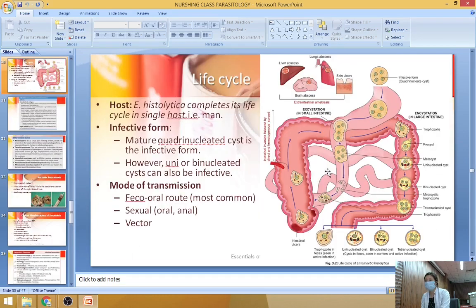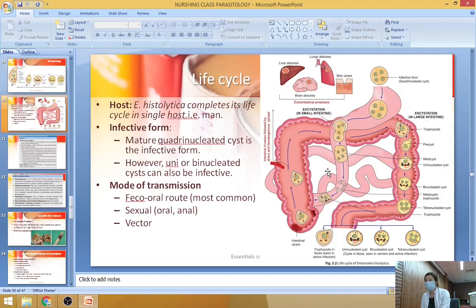We have to know about the life cycle, no? See, the mode of transmission. This is the life cycle of Entamoeba histolytica. See, this is the liver abscess, this is the lung abscess, this is the skin ulcer, this is the brain abscess. This is the extraintestinal amoebiasis. Amoebiasis can be extraintestinal or intraintestinal. Extraintestinal means it takes place outside the intestine, and intraintestinal means it takes place inside the intestine. These are the intraintestinal.